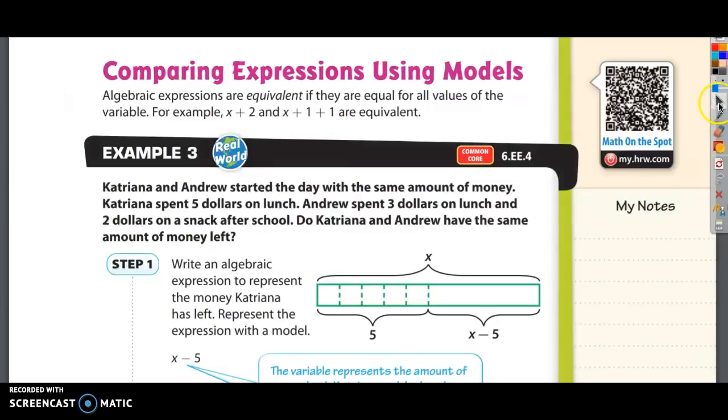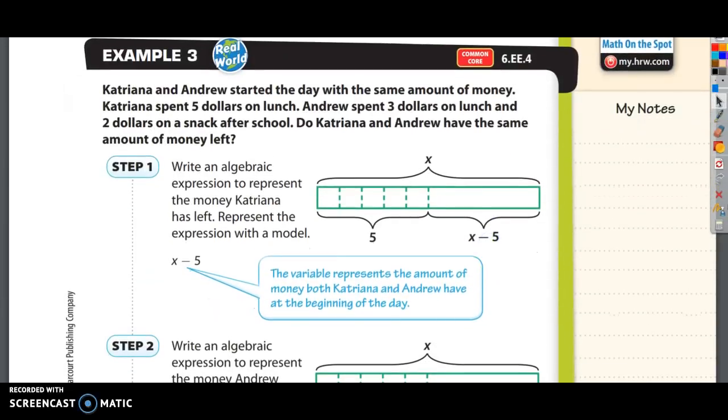All right, let's move on. Example 3 reads, Katriana and Andrew started the day with the same amount of money.